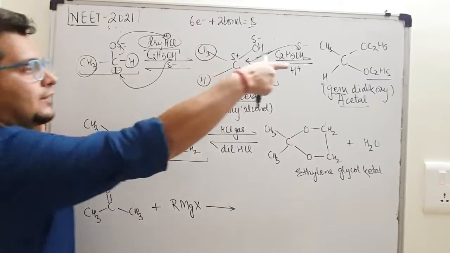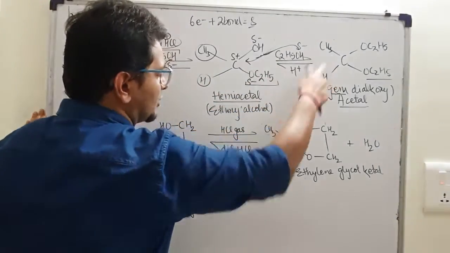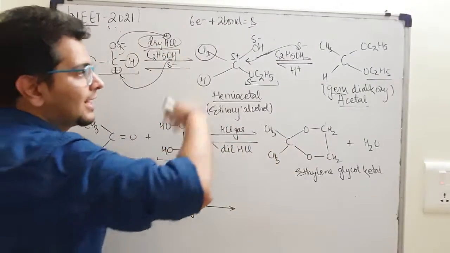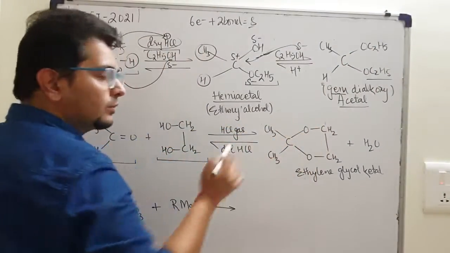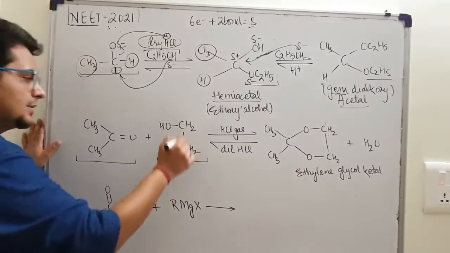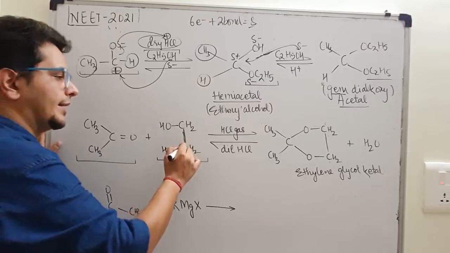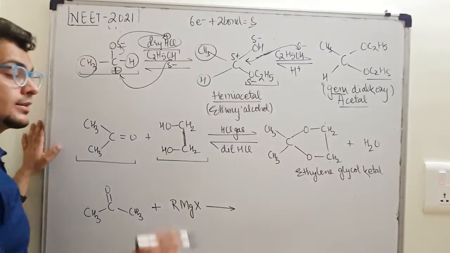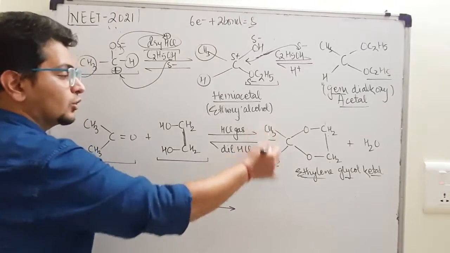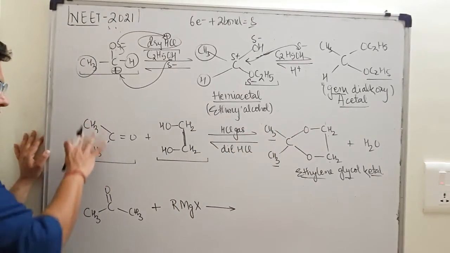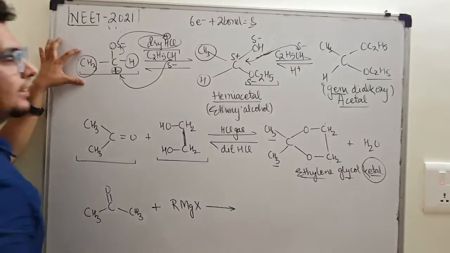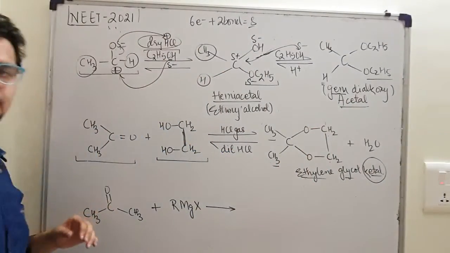So what will happen? Directly the final product: CH3, C, CH3 there. On the right side, O, O, with CH2, CH2, but it is already bonded to each other in the reactant. This is ethylene glycol ketal, because there is methyl here, so it is coming from a ketone. If the origin is from the ketone, we call it ketal. If the origin is from the acetaldehyde, we call it acetal.